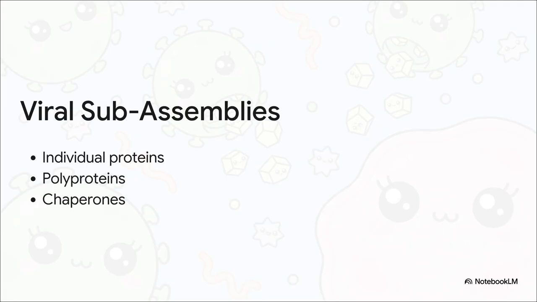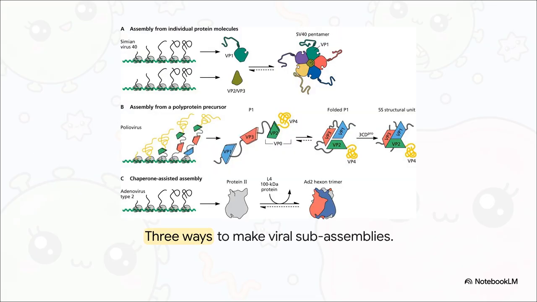First, they can assemble them straight from individual protein molecules. Second, they can carve them out from a much larger polyprotein precursor. And third, they use chaperone-assisted assembly, which is where helper proteins literally come in to assist in the complex folding and construction process. It's so cool to see exactly how these complex sub-assemblies physically fold and snap together.